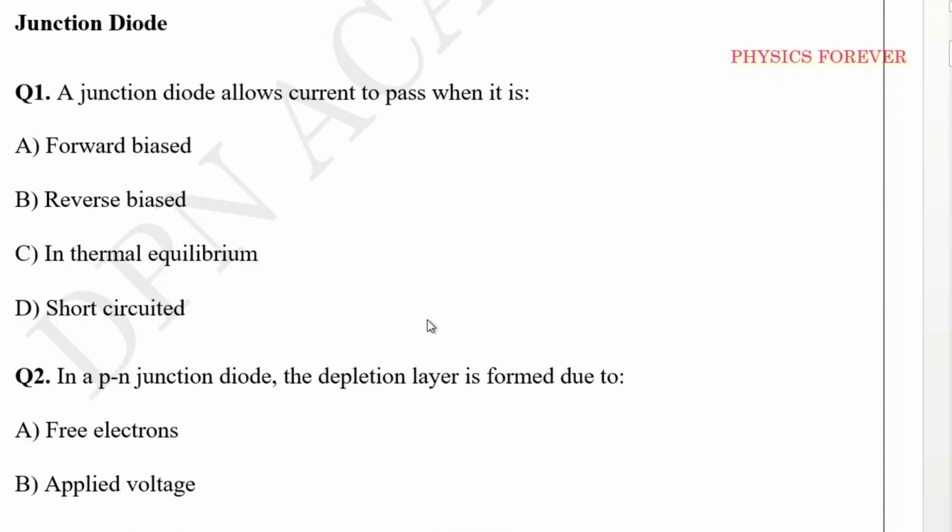So in the junction diode, the question is: a junction allows current to pass when? So they are asking when current passes in the junction diode. In a junction diode there are two cases: one is forward bias and another one is reverse bias.